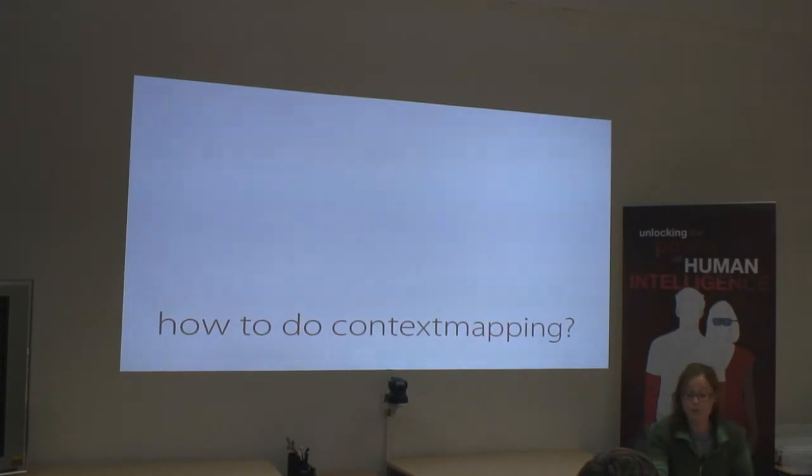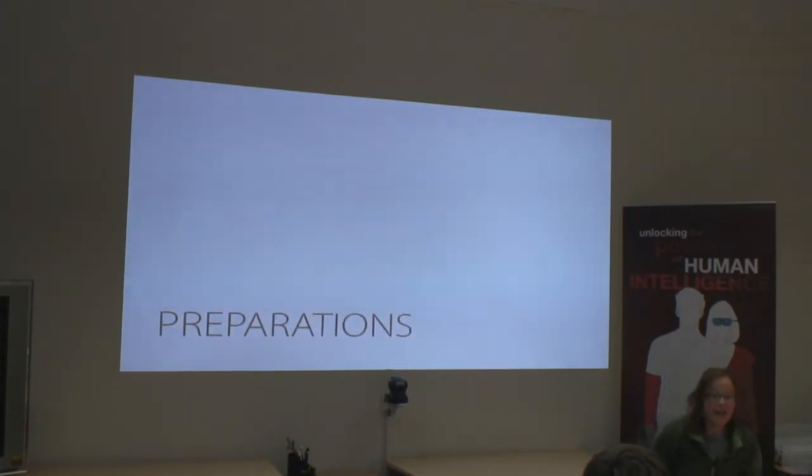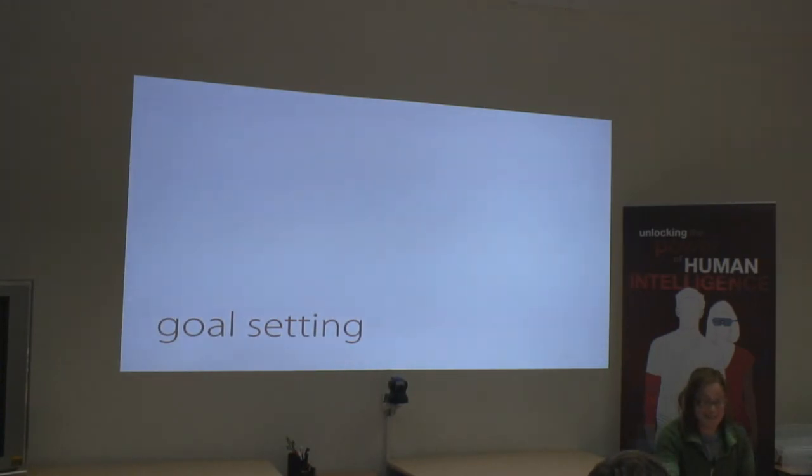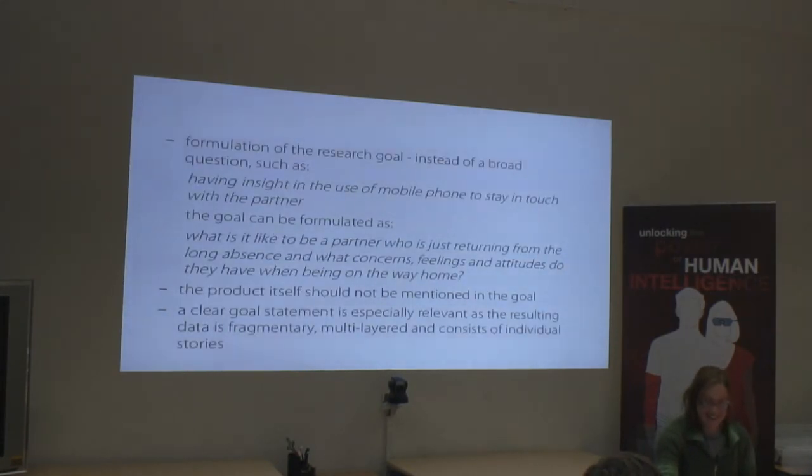Okay, how to do this whole thing? First of all, you have to prepare yourself for it. The main thing is to know what you are looking for, because often people go and start looking for something, but they don't quite know what they are looking for, and therefore they cannot find anything. So it's really important to formulate your research question. Sometimes people go with really broad questions, like having insight in the use of mobile phones to stay in touch with the partner, right? That's not really quite specific.